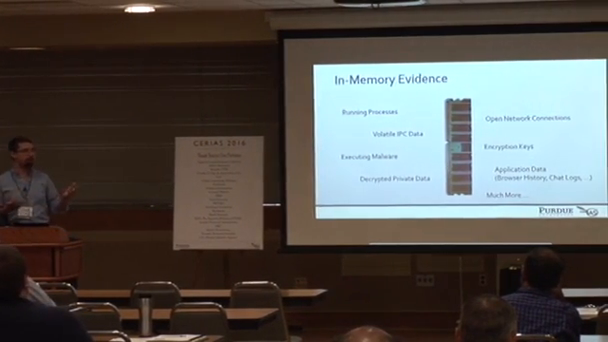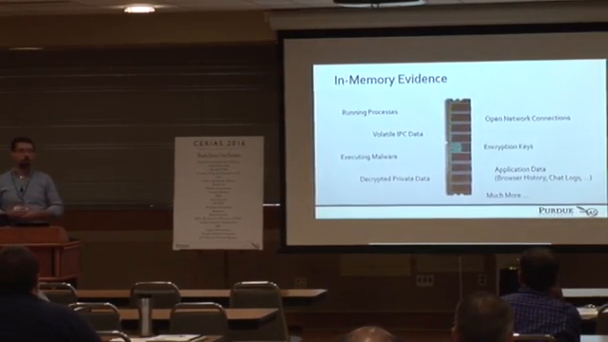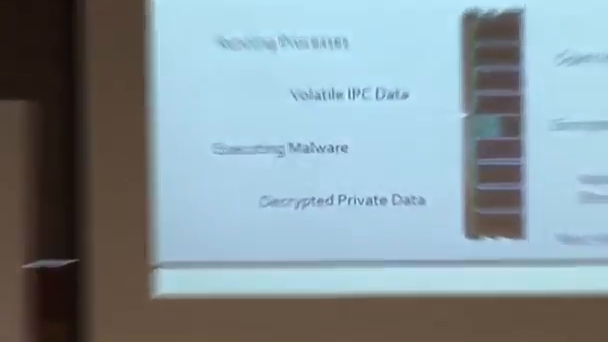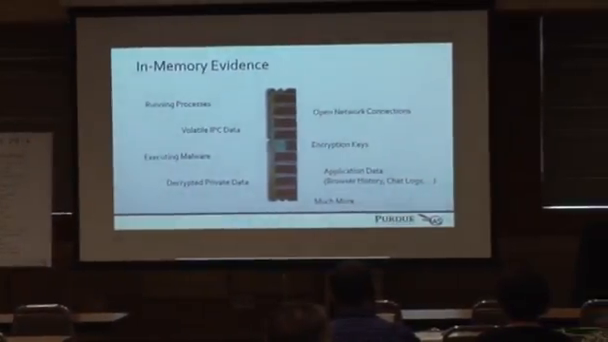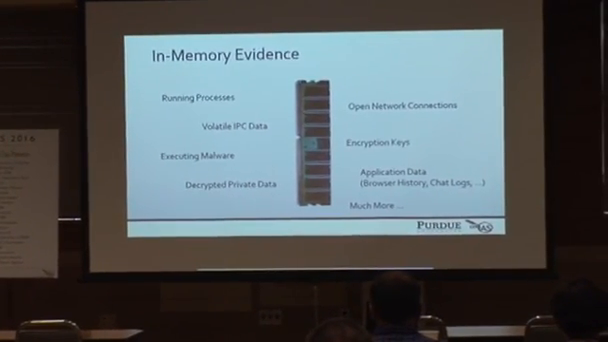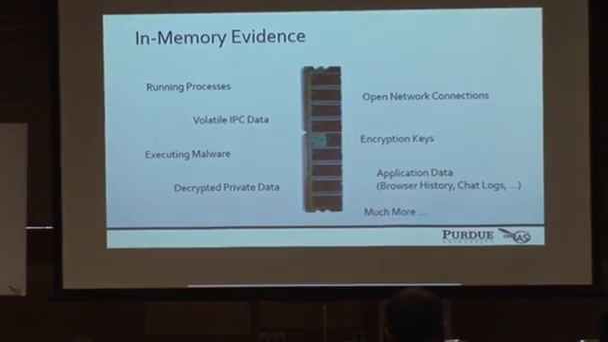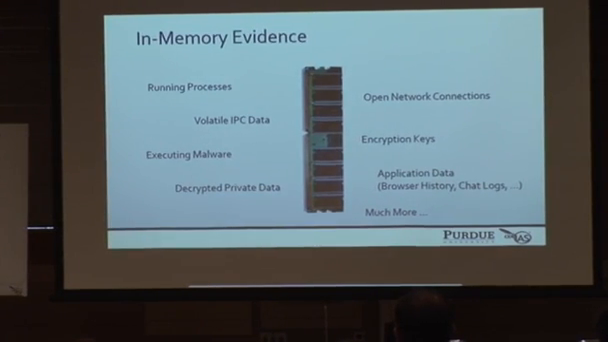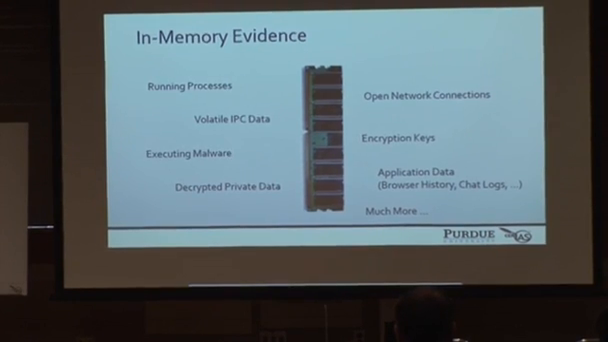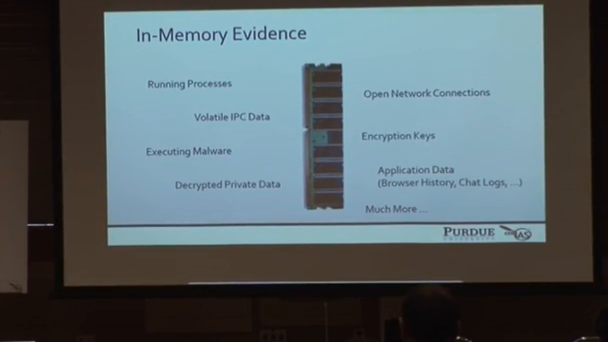And this can be anything from what processes are running on the machine to even some executing malware that might be causing more trouble than the actual criminal, to things like encryption keys for whole disk encryption, and then all of that application data that's being used at that time, right? Your browser histories, your chat logs, and so much more.